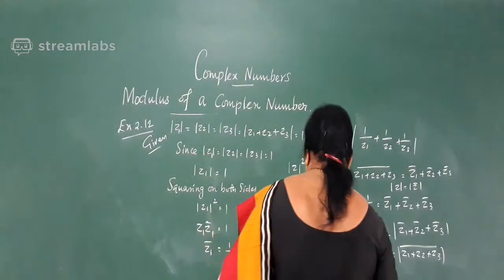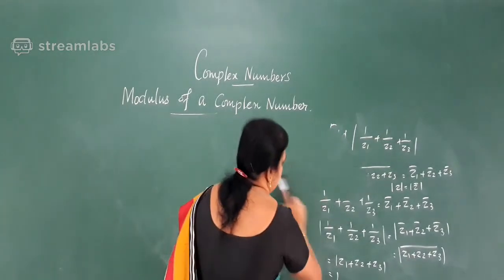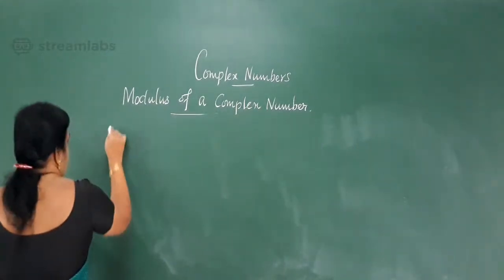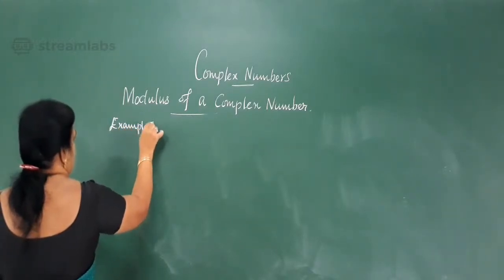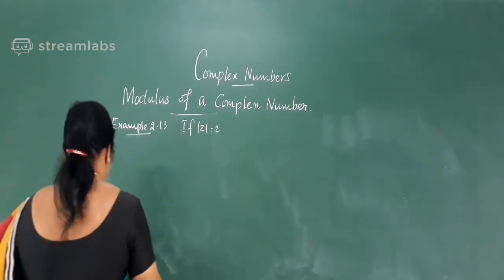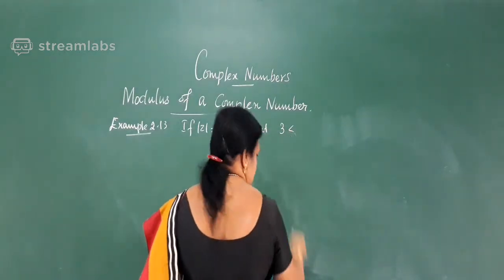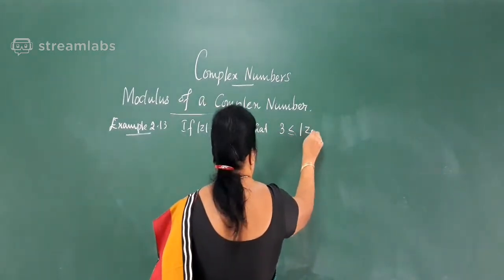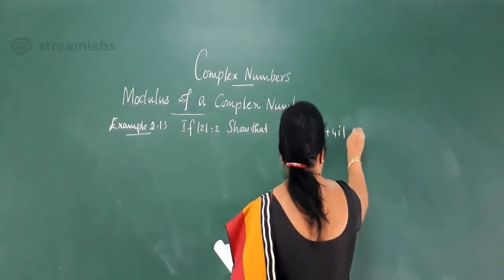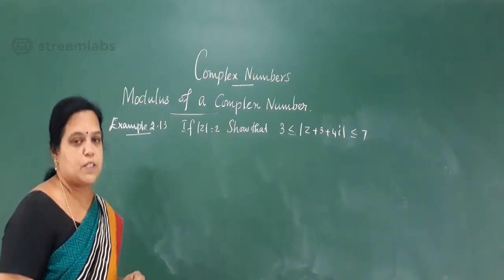Next one, 2.13. They have given mod z is equal to 2, show that 3 is less than or equal to mod z plus 3 plus 4i, which is less than or equal to 7.